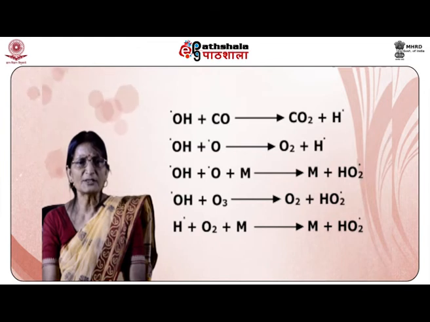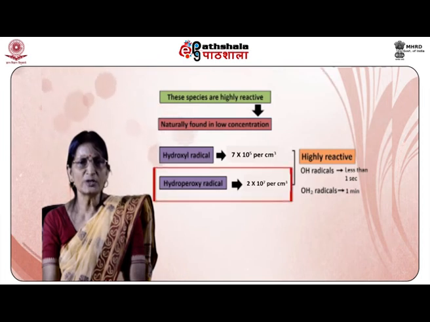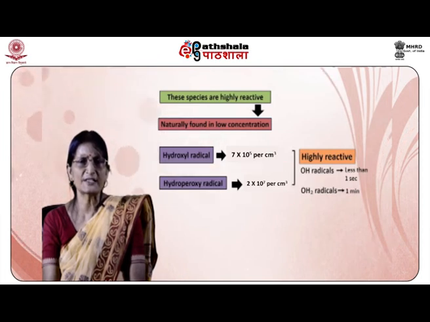These species are fundamental to the chemistry of the atmosphere in the gas phase. Since these species are highly reactive, their concentration is very low in the atmosphere. Their typical atmospheric concentrations are like this: hydroxyl radicals 7 times 10 to the power 5 per cubic centimeter of air, and hydroperoxy radical 2 times 10 to the power 7 per cubic centimeter of air.